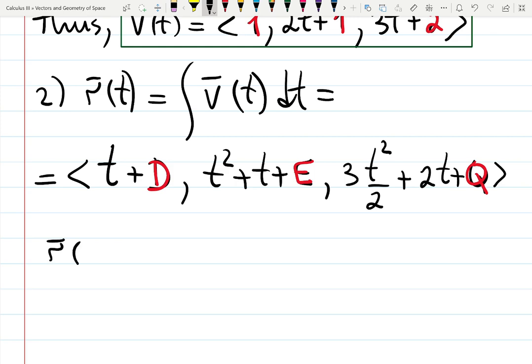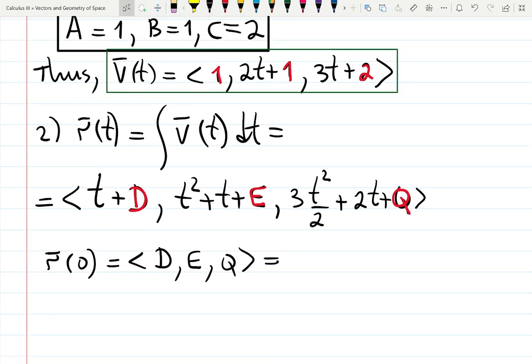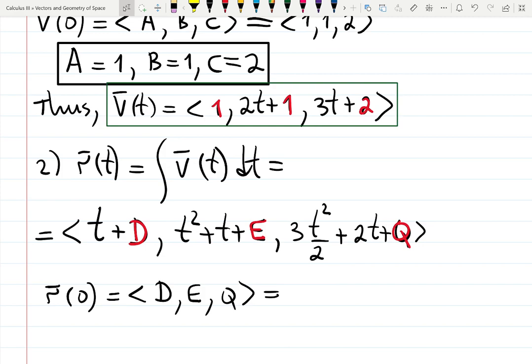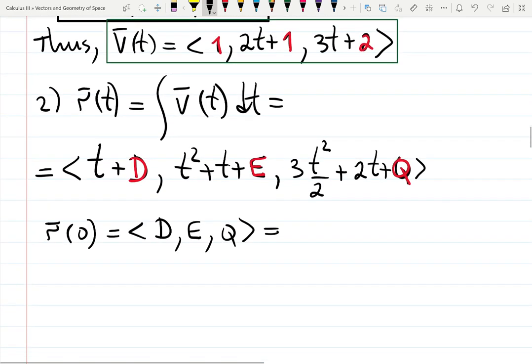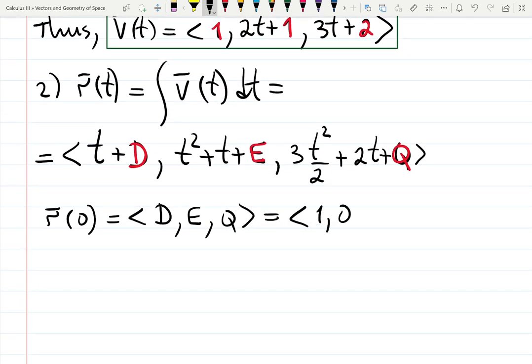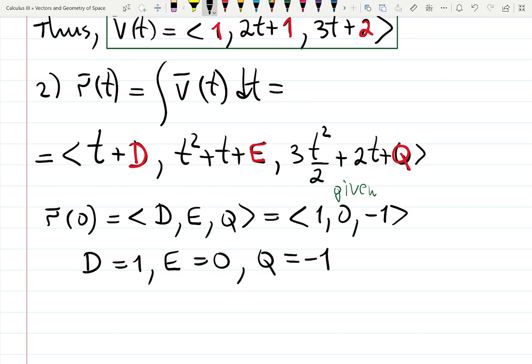Repeat the process. I'm plugging in 0, and that gives me D, E, Q. Again, the coincidence that everything got canceled out, that's not always the case. Remember that. Sometimes we have exponential functions. E at 0 is 1, so it messes everything up. Or cosine at 0 is not 0. So you have to be careful. But it told me that it should be 1, 0, minus 1, given. So now we solve: D is 1, E is 0, Q is minus 1.